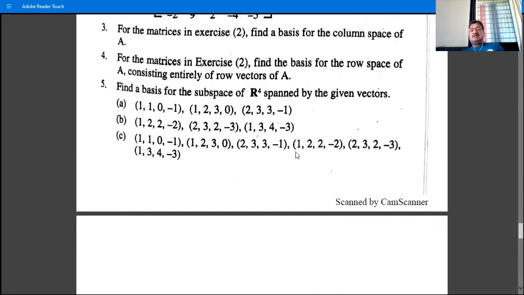So in this example number C, we have to write the matrix. How many rows does it contain? 1, 2, 3, 4, 5, 6 rows. So write the matrix that contains 6 rows, and then we will find the basis for row space of that matrix, and that is the basis for the subspace spanned by these 6 vectors.